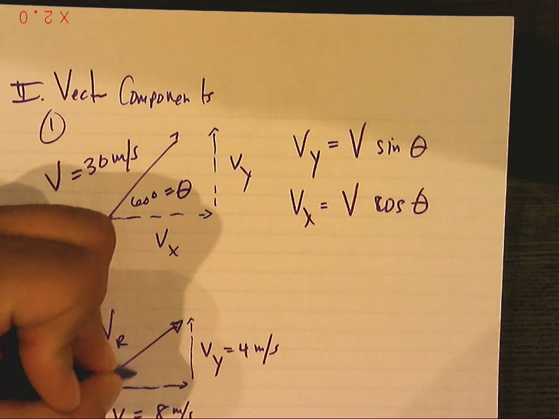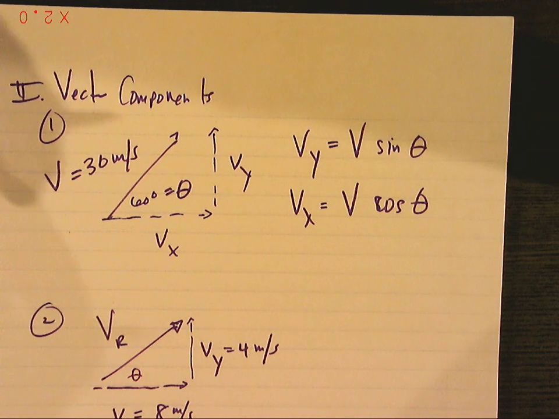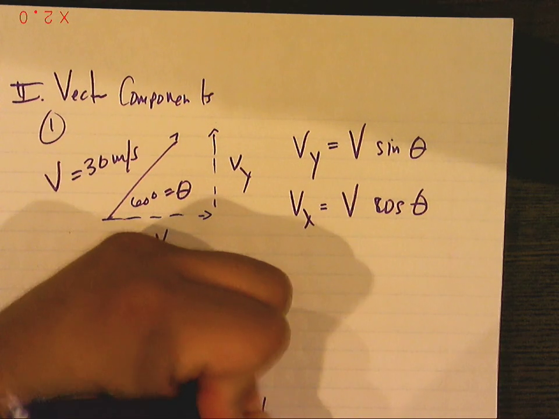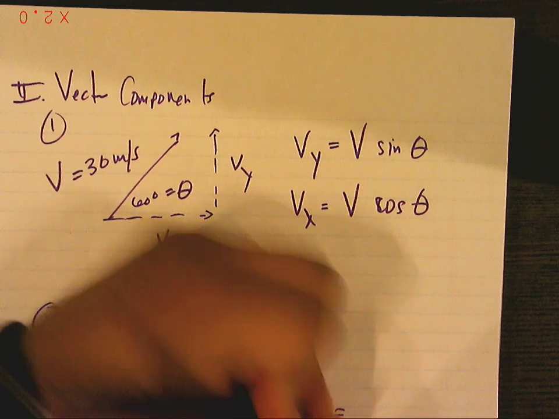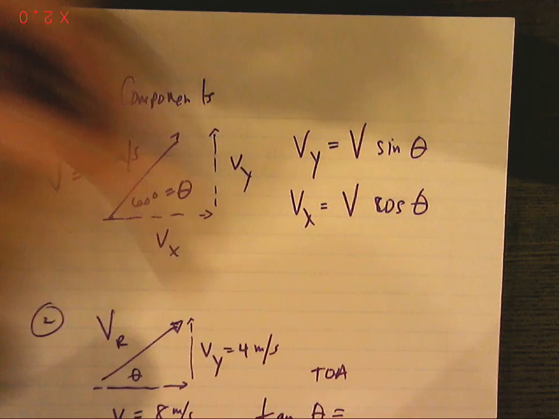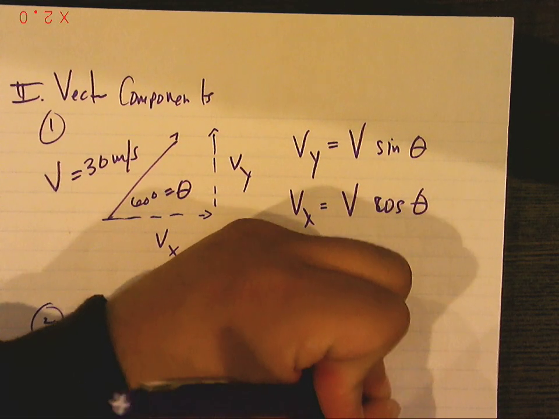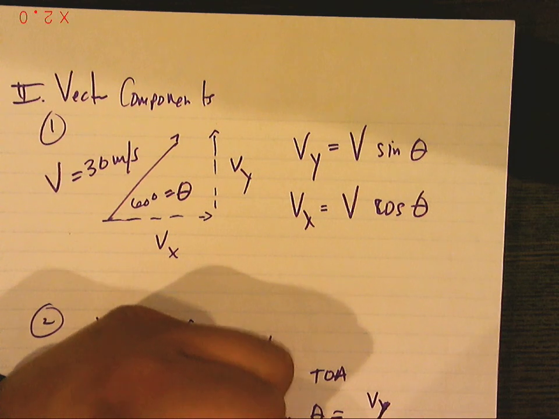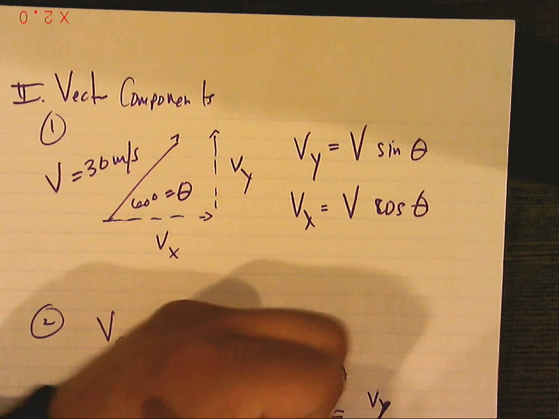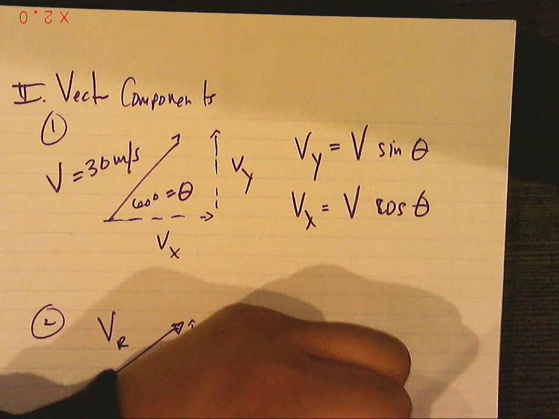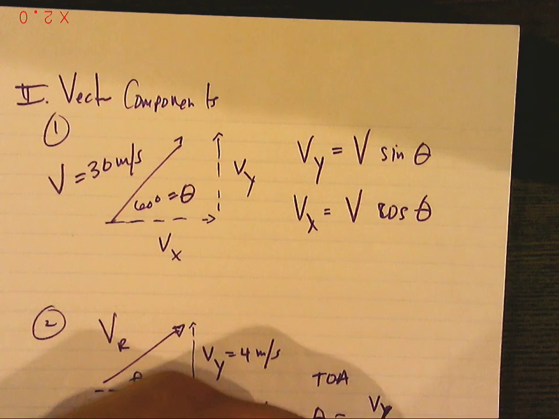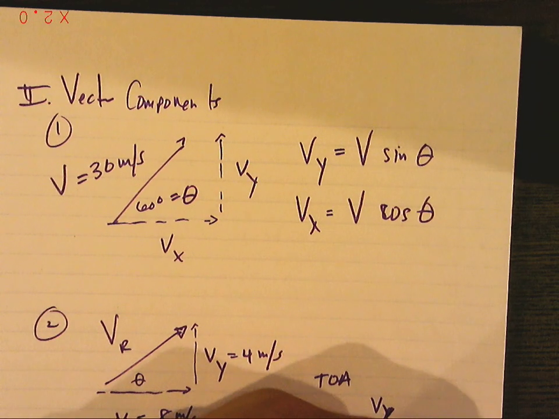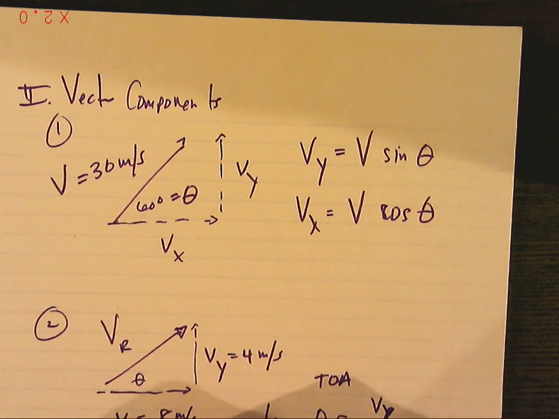And they also want the angle. And so in this case, since you're given Vy and Vx, I would use the tangent, TOA, equals opposite over adjacent, which is Vy over Vx. If I know that, then I know theta is going to be the inverse tangent of that ratio, Vy over Vx, and that angle is going to be tangent -1, the Vy being 4 meters per second, the Vx being 8 meters per second.